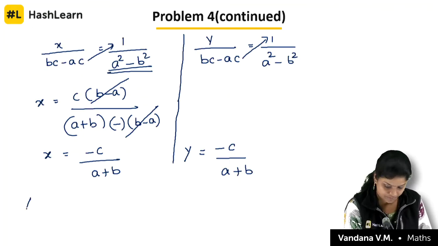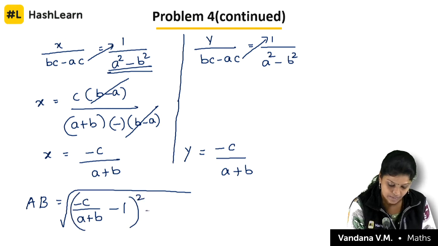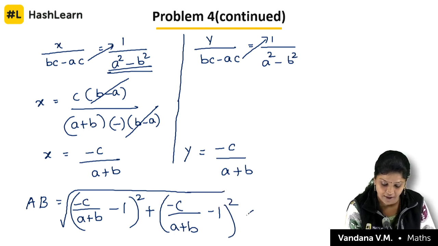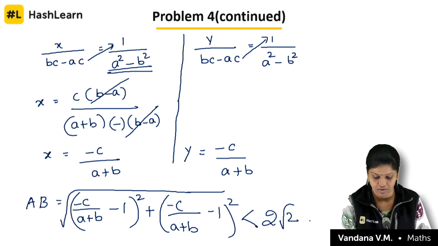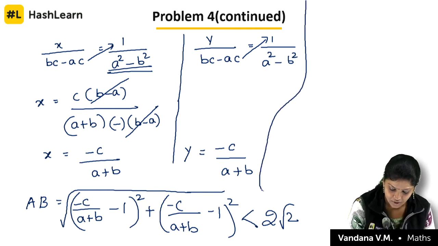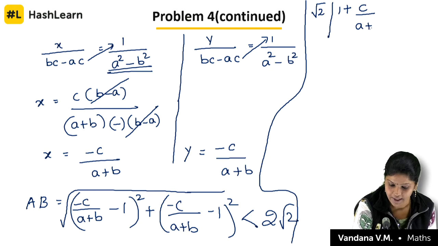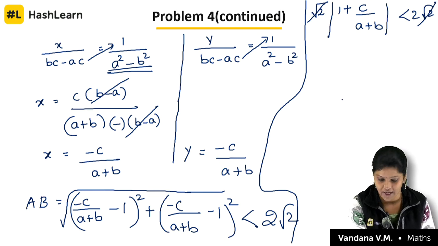Find out AB first. So AB is equal to square root of x2 minus x1 whole square plus y2 minus y1 whole square. This value is less than 2 root 2. They only gave that, right? Whatever the statement is given by them, I took that. Next, if you square on both the sides and solve, you will get root 2 of 1 by 1 plus a plus b less than 2 root 2. Both the sides, root 2 will get cancelled.